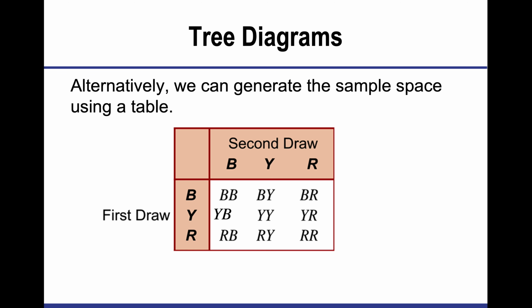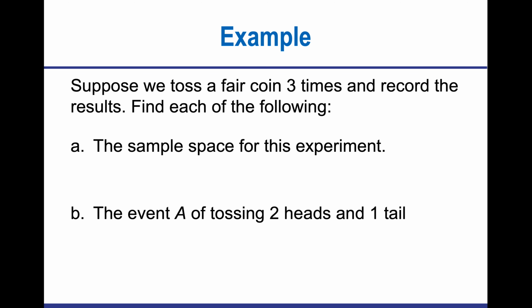Alternatively, we could also generate a table sample space. This is used far less, but sometimes it makes more sense to students because I have a B, then a B, a Y, then a B, a R, then a B. So it's the same idea as a tree diagram, but it's not quite as visual for students. So let's look at how we can actually apply these.